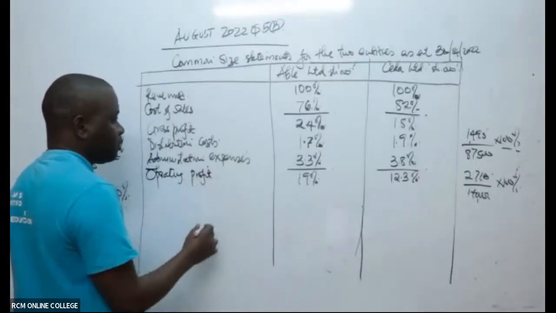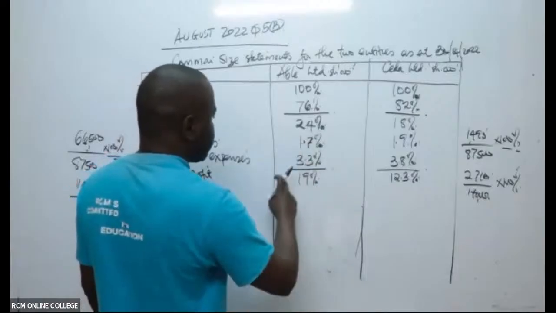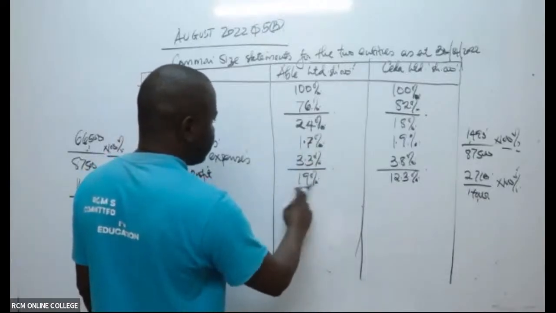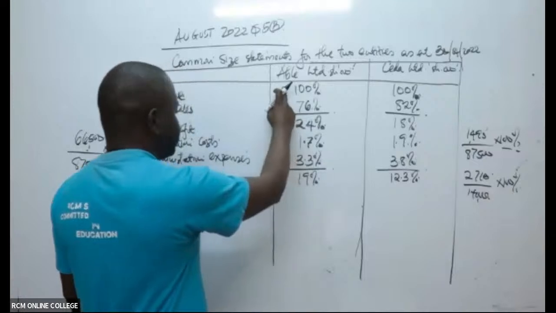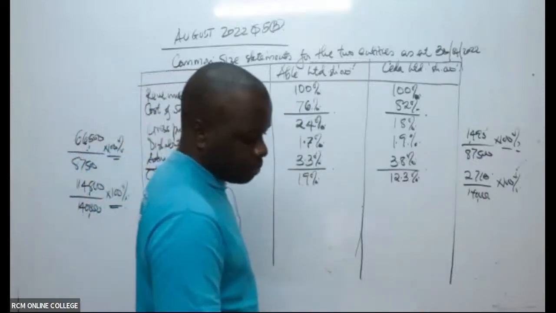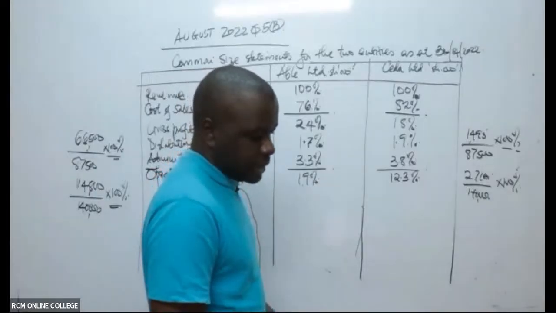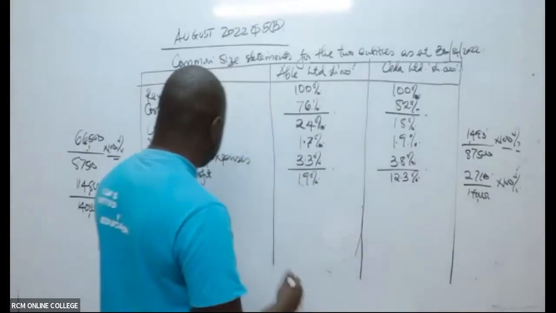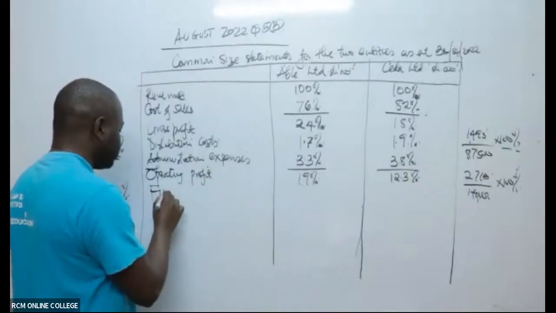So remember, you can get the difference of the percentages, or alternatively, you can just take the profit itself over the total sales, then you multiply by 100%. You'll still get the 19%. Then the next item is finance costs.